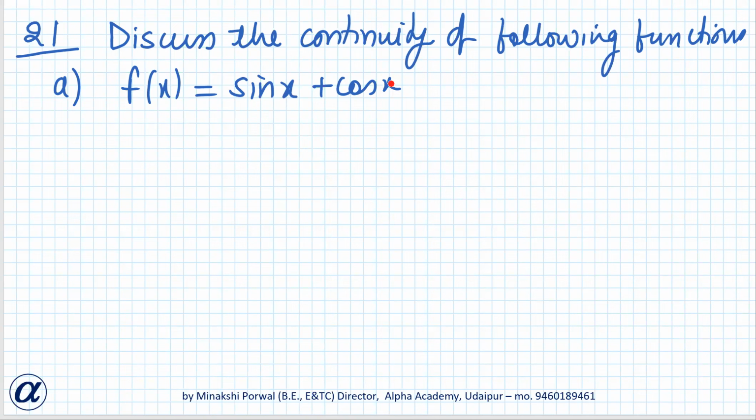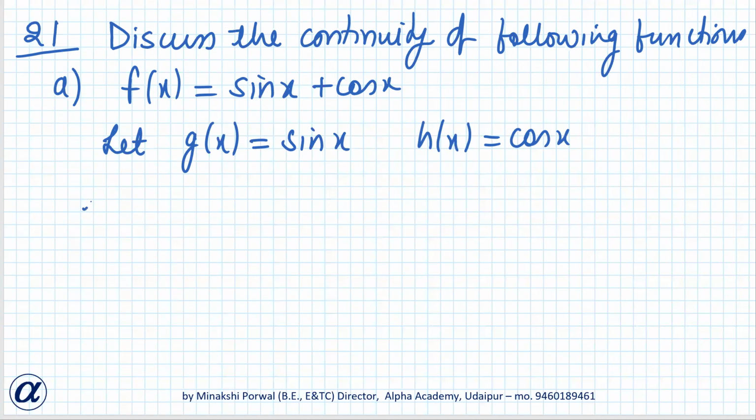Now, if we have to write this in detail, we can write: let g(x) = sin x and h(x) = cos x. Let c be any point. We'll do each of them separately. First of all, g(x) = sin x, we'll prove it continuous. Then we'll write h(x) = cos x, prove it continuous, and write that the sum of two continuous functions will be continuous.